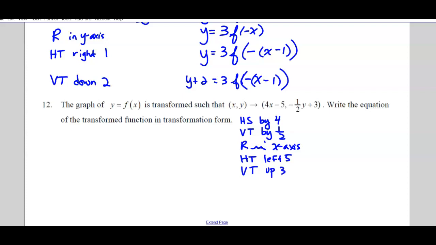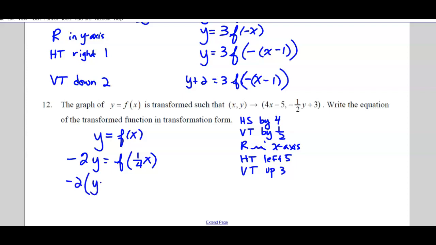Okay, so it says in transformation form, so that means we're not solving for y. So when we do our stretches, that's going to be 2y equals f of 1/4 x. Reflect in the x-axis, changes the sign of y. And then we're going up 3, so y minus 3. And you're going left 5, so x plus 5. Okay.